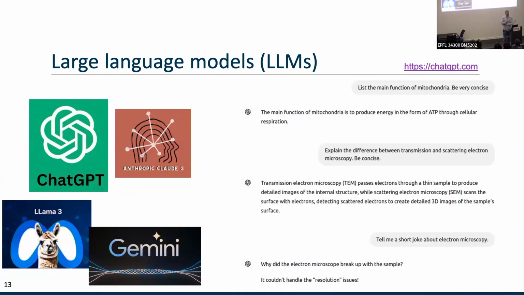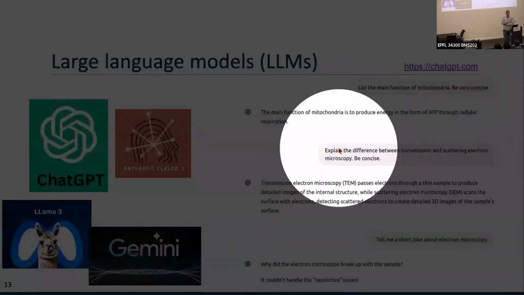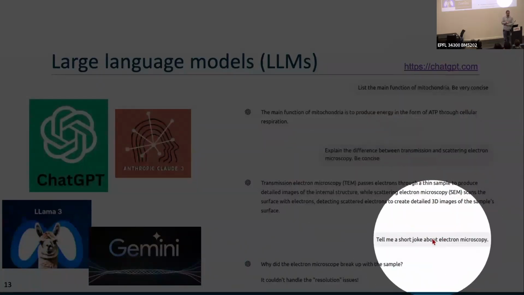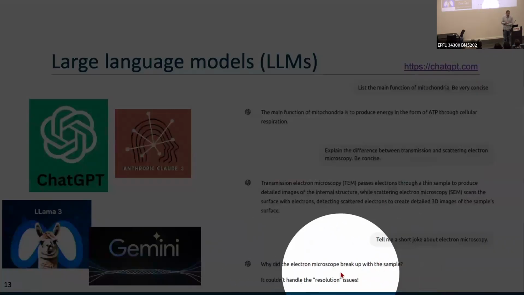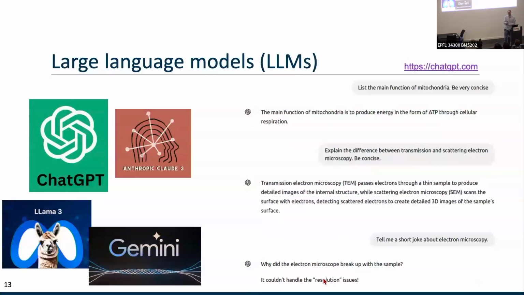This is just a random example from ChatGPT, but you see a lot of different kinds of inputs: from just listing the main function of mitochondria, explaining the difference between electron microscopy modalities, and then telling a short joke about electron microscopy, which is: why did the electron microscope break up with the sample? It couldn't handle the resolution issues. You may not find this very funny, but at least it's recognizable in the structure as a joke.